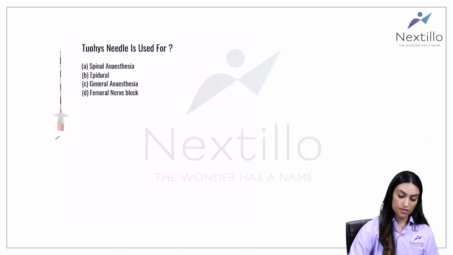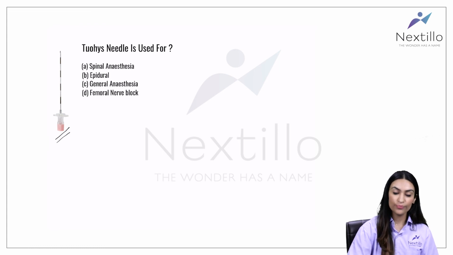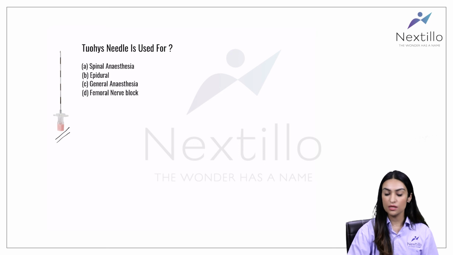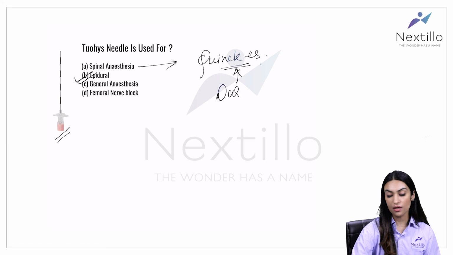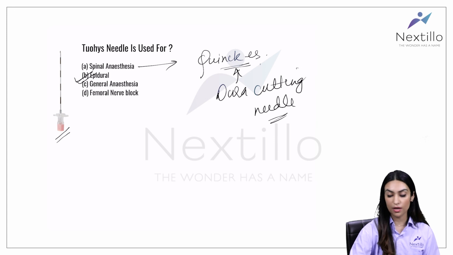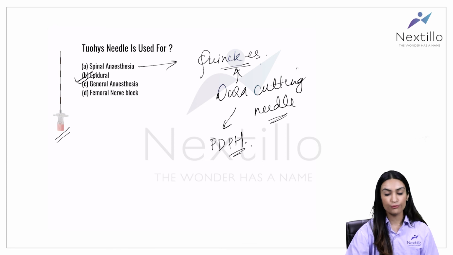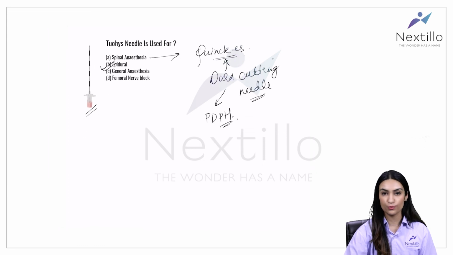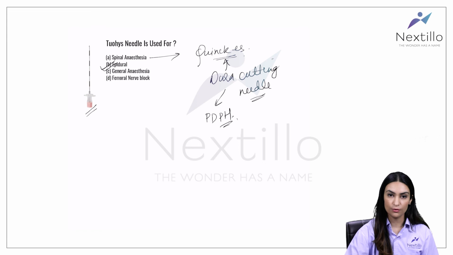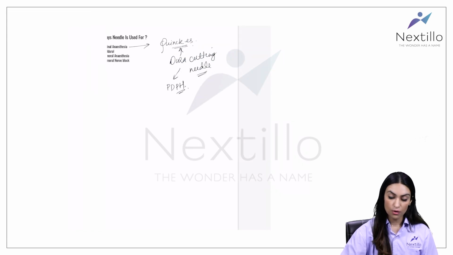Tuohy needle, this has been shown in the picture here, is used for epidural. It's not used for spinals. For spinal, we use Quincke's, which is a dura cutting needle. Quincke's needle is a dura cutting needle. Dura cutting needles have more chances of PDPH. Then for general anesthesia, we do not use these block needles. And for femoral nerve blocks, again, we do not use a Tuohy needle. We do use separate needles for electrical stimulation and ultrasound guided needles. Those are the ones that we use. Okay, so this solves your question over here.